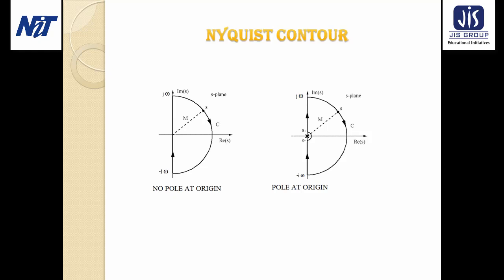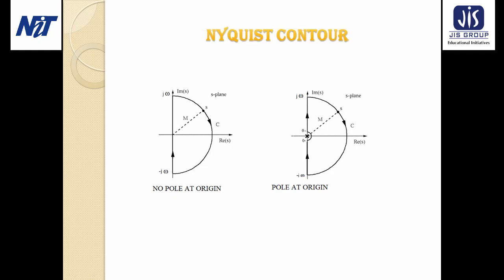The Nyquist contour will cover the entire right hand side of the imaginary axis. So when there is no pole at the origin, we will consider this Nyquist contour, which actually has 3 sections. The first section goes from this side to this side, that means omega is varying from 0 to infinity. So this becomes section 1.